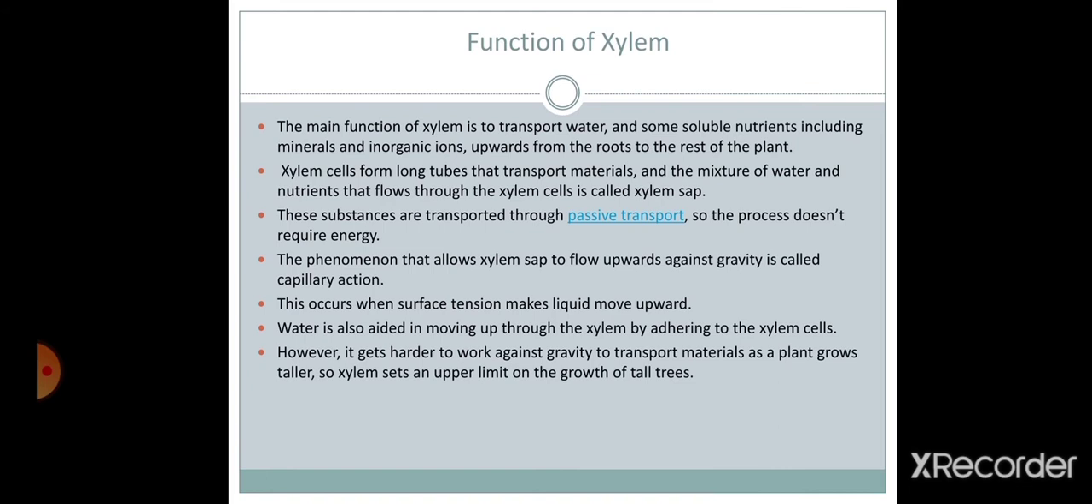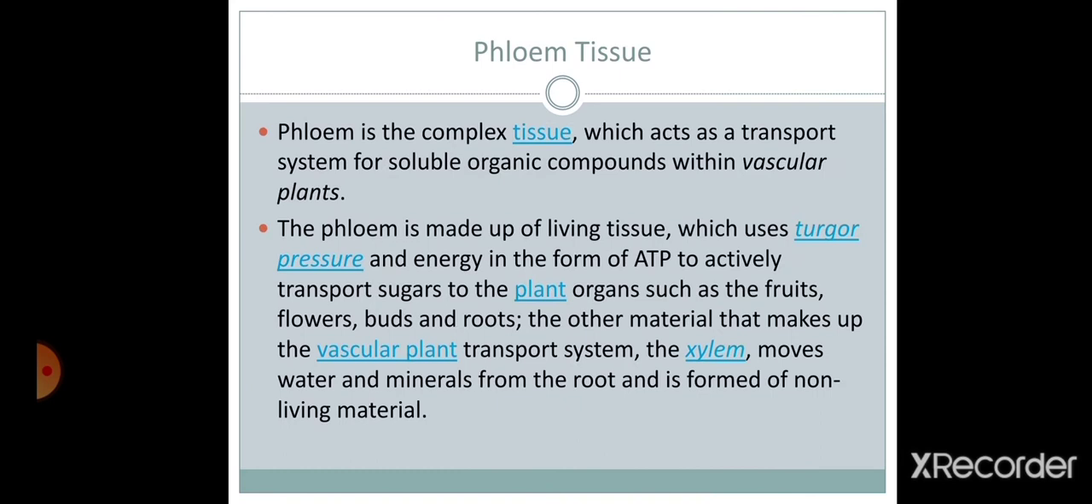Okay, so they help in upward conduction of the water and minerals from the root to the stem and leaves. Okay, then the basic function is that they help in transportation of the water as well as some soluble nutrients. So this was all about the xylem and xylem elements. Okay, so now we will come towards the phloem tissue.